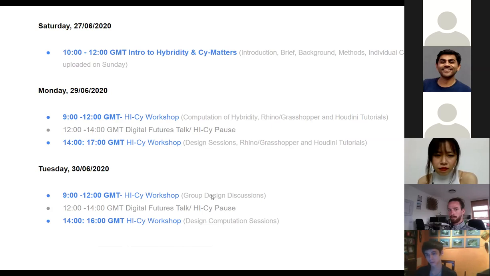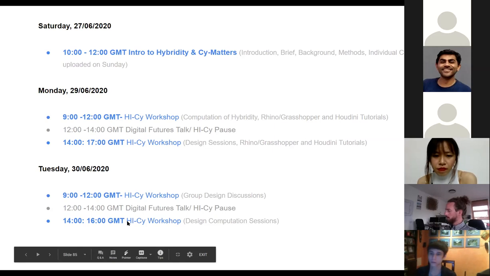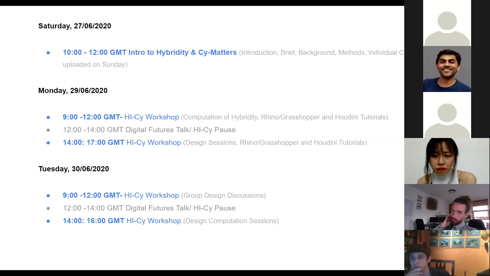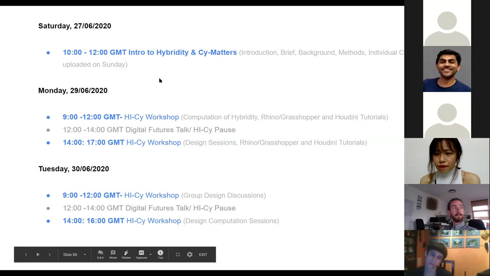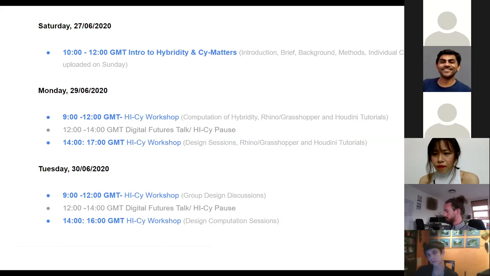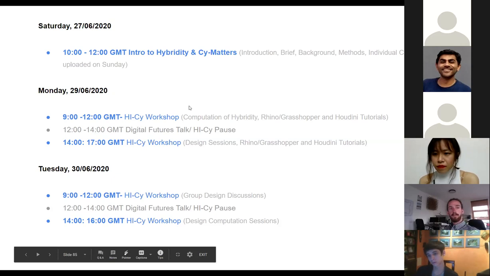And then from Tuesday on, it would be mostly debugging in terms of technical aspects, but the core design should happen on Tuesday, which is partially based on the methods that you're going to learn, the four methods that you saw. And a bit of alteration or extension of those methods, and also the individual research that you would do.